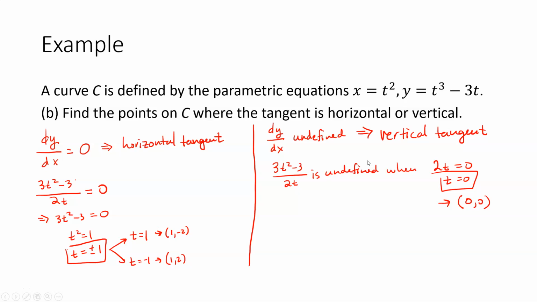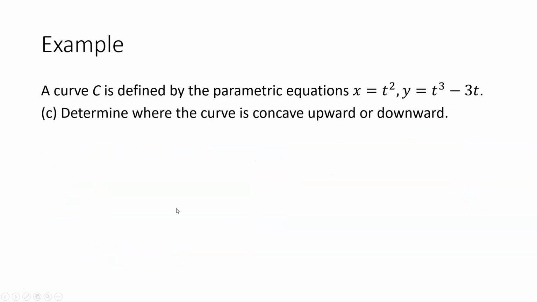Okay, so far we've collected some information. We have the points where we have a vertical or horizontal tangent. What if I want to determine where the curve is concave upward or concave downward? We can use the second derivative to figure that out, because when the second derivative is positive, we know it's concave upward, and when the second derivative is negative, we know it's concave downward. So let's practice taking the second derivative now.